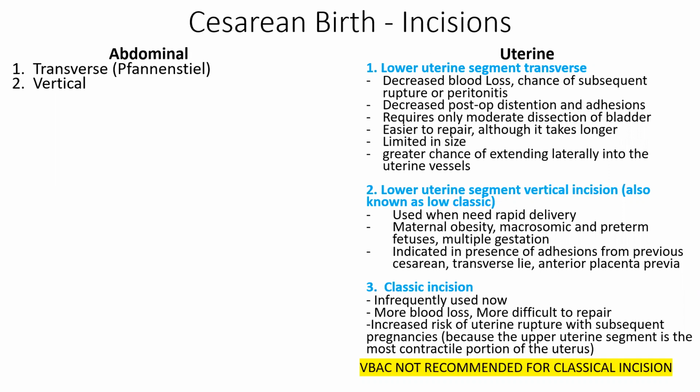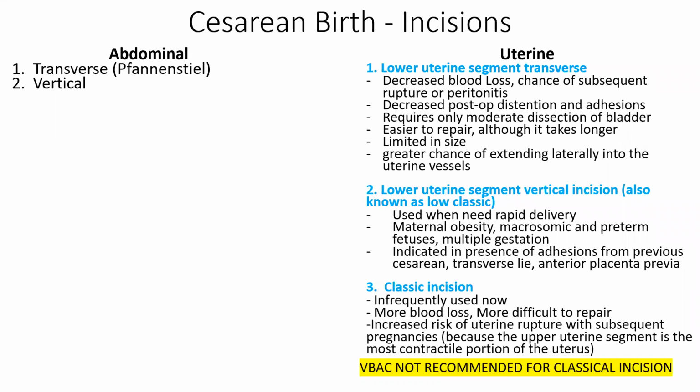Maybe they have a huge baby, maybe the mother is obese, a preterm fetus or multiple gestation. I was a twin myself, so my mom probably had that. We were C-section. This is indicated when there's a presence of adhesions from previous C-sections, transverse lie, or an anterior placenta previa. Okay, with a classic incision, this is infrequently used now.